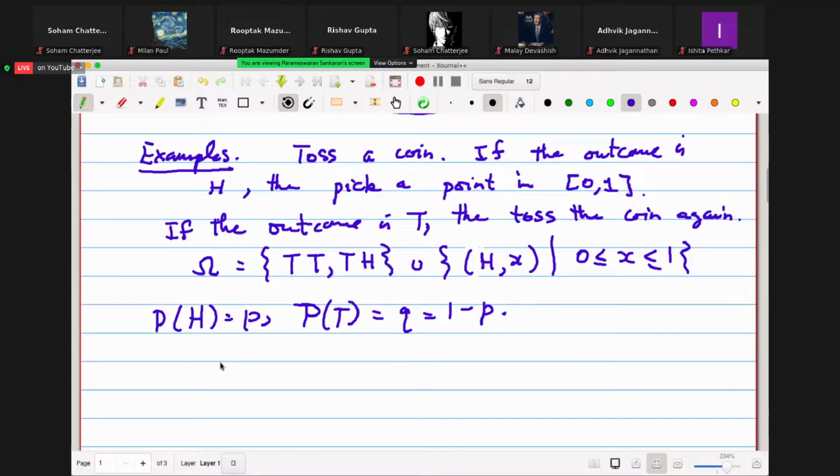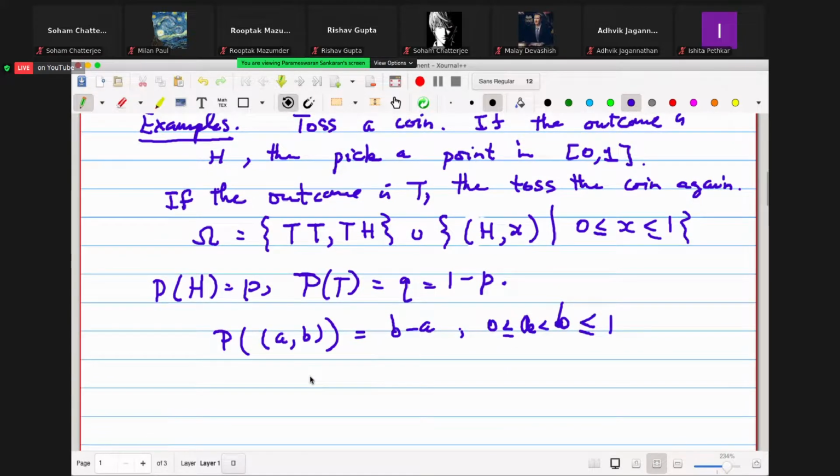That means the probability of an open interval (A, B), or closed interval, it doesn't really matter, is B minus A. This will be a real number between 0 and 1, with A less than B. And we don't care to say what the full collection script F is. That doesn't matter. These things sort of define it.